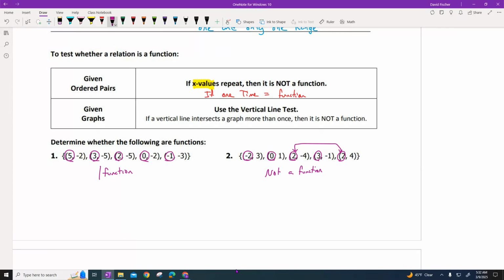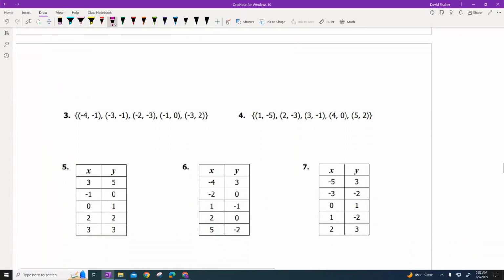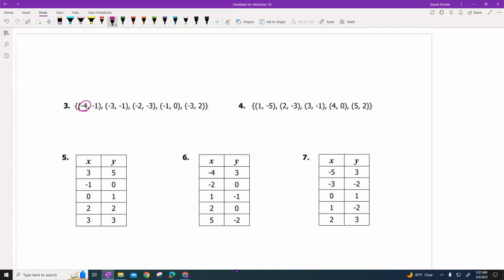Right now we're starting with the easier ones, and we don't have to explain it. They didn't say explain. Again, I don't care about my y's, all I'm looking at is my x's here. I see two -3's right there, so this is not a function. I don't see anything that repeats there, so this is a function.